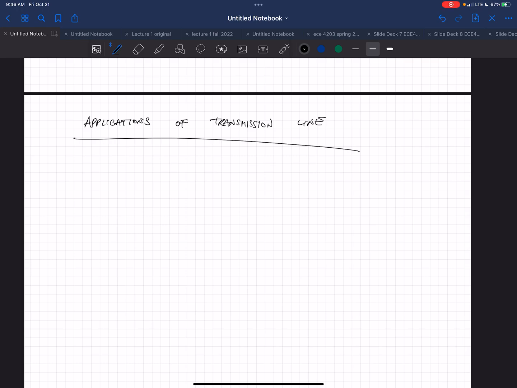So the first application is finding the line impedance at any point along the transmission line. So case 1 is: find the line impedance at any point along the line, given a load impedance and a characteristic impedance.